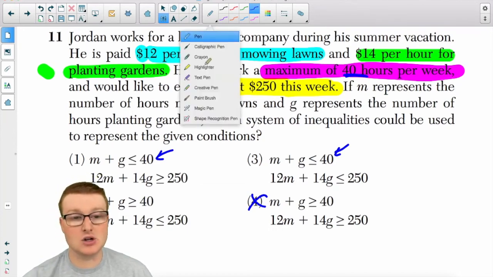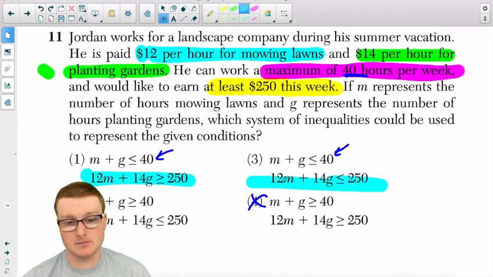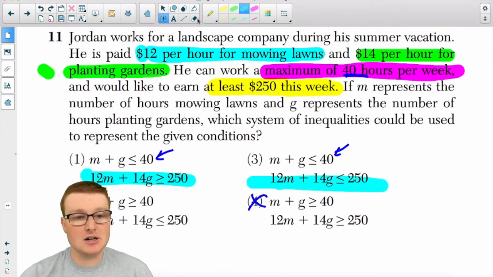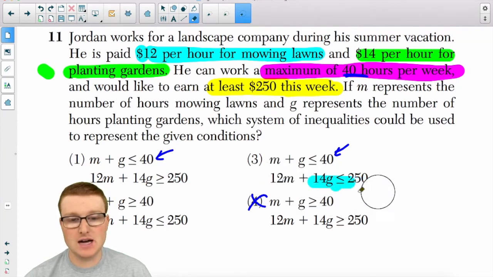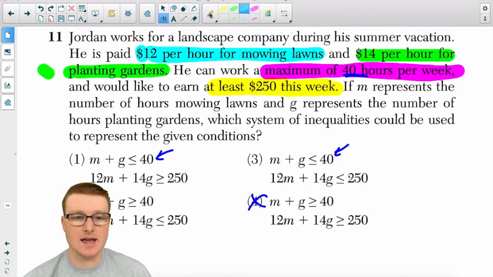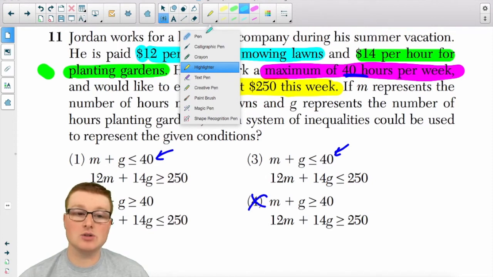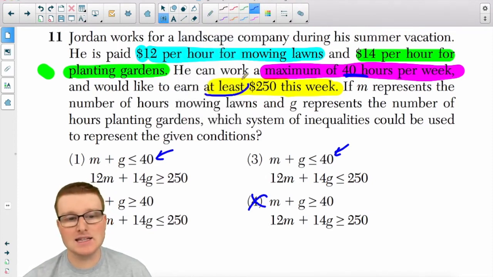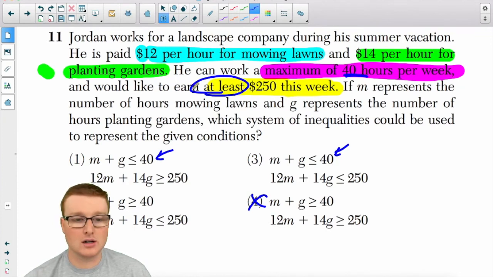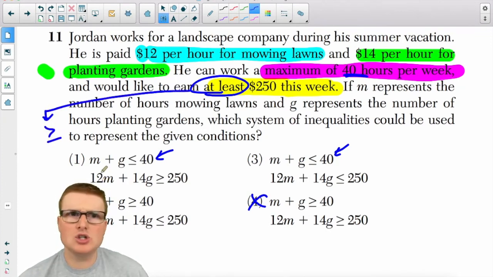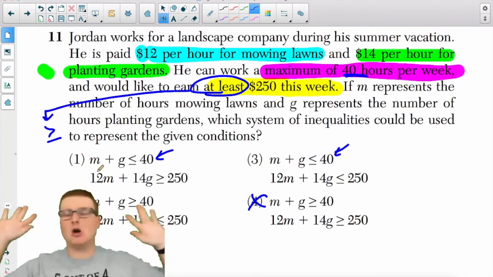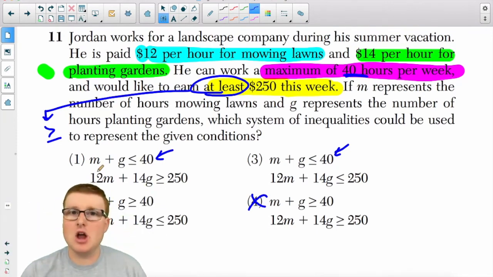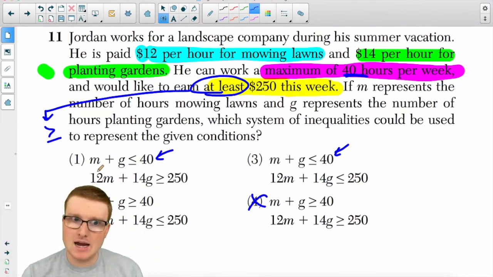These down here are the money inequalities, okay? So it says here in the problem that he wants to earn at least $250 this week, okay? Is that less than or equal to or greater than or equal to? Well, at least is a code word for the sign greater than or equal to. Because why would you want to stop at $250? So you're going to earn the $250. Like, nope, I'm done. Let me go home now. I earned all the money that I want. No, you want more money.